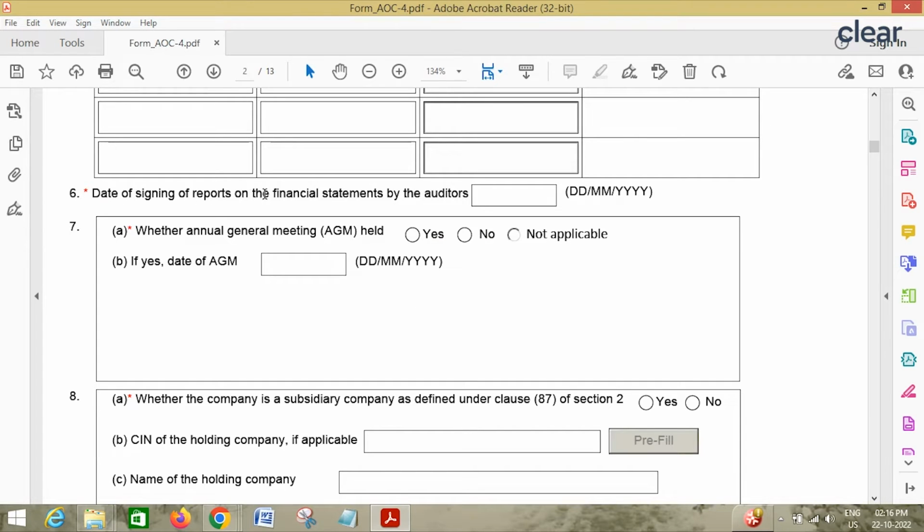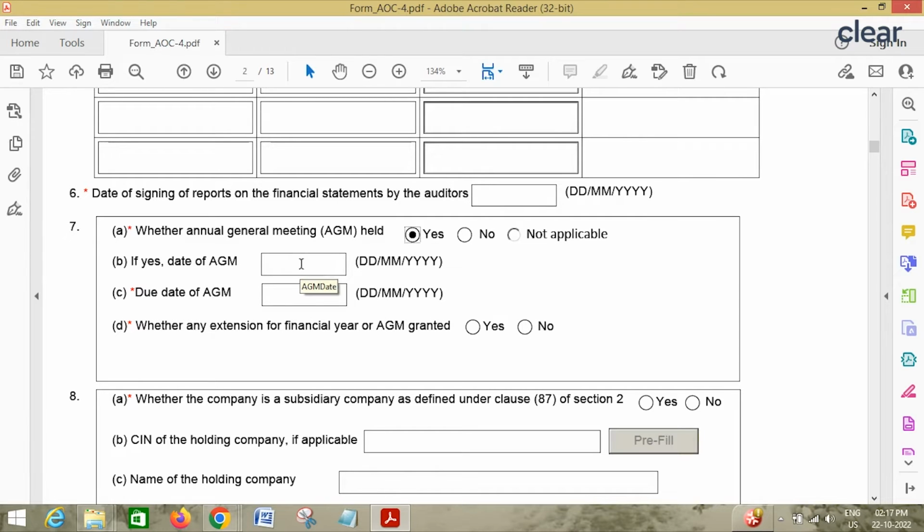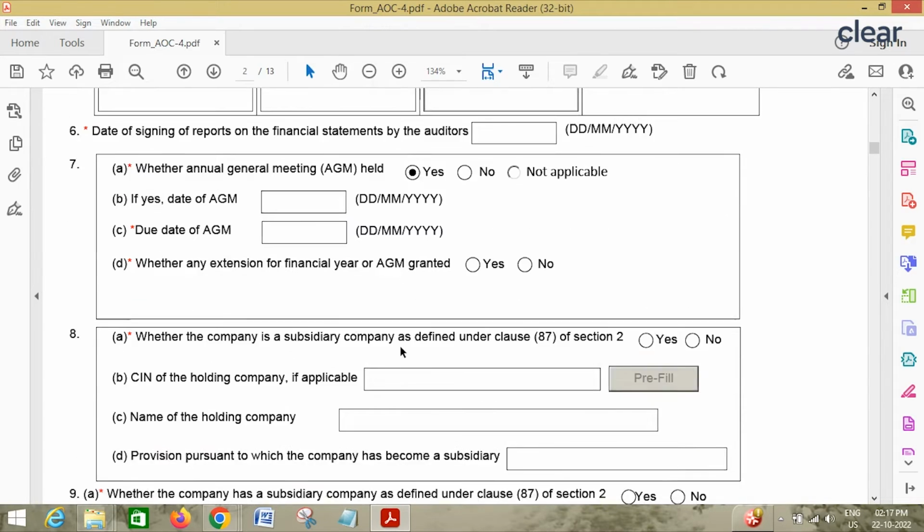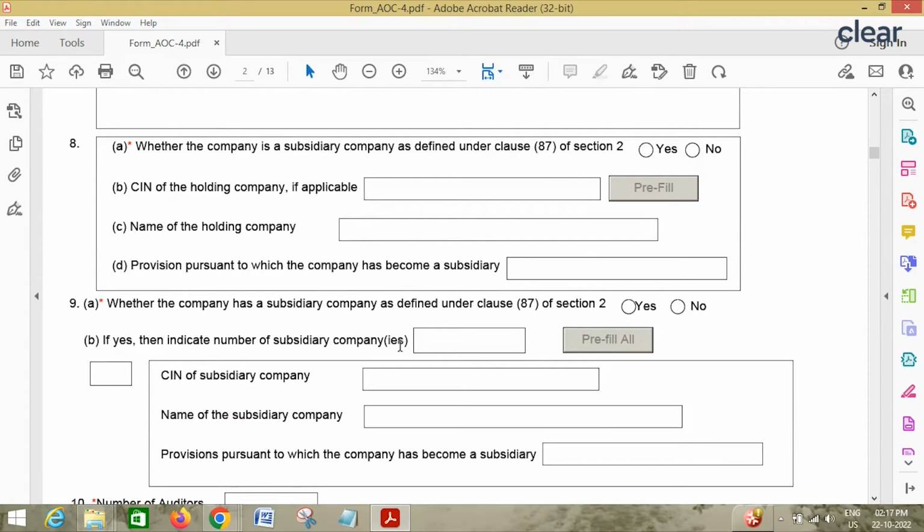Next, enter the date of signing of the reports of the financial statement by the auditors. Enter whether annual general meeting was held. If yes, enter the date of the AGM, the due date of AGM, and whether extension for financial year or AGM was granted. Next, select whether your company is a subsidiary. If yes, then enter the details of it. Next is whether your company has a subsidiary. If yes, enter the details of your subsidiary company.